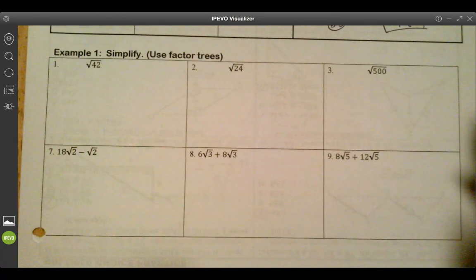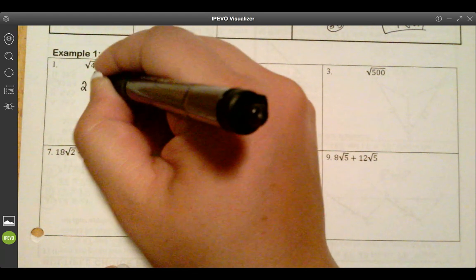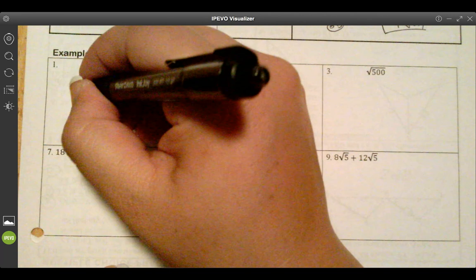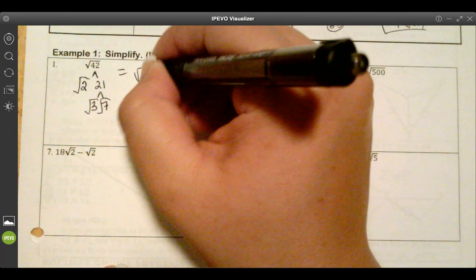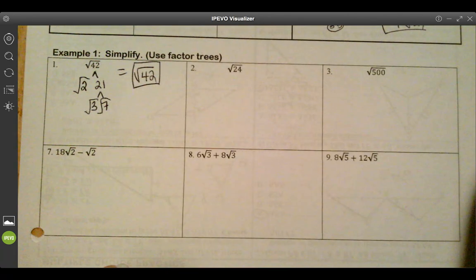All right, for number 1, starting by factoring, I say that's an even number. I'll factor out a 2 times 21. 21 is 3 times 7. None of those factors are common. I don't have any duplicates of any of them. And so the answer is just the square root of 42. That one can't be reduced.